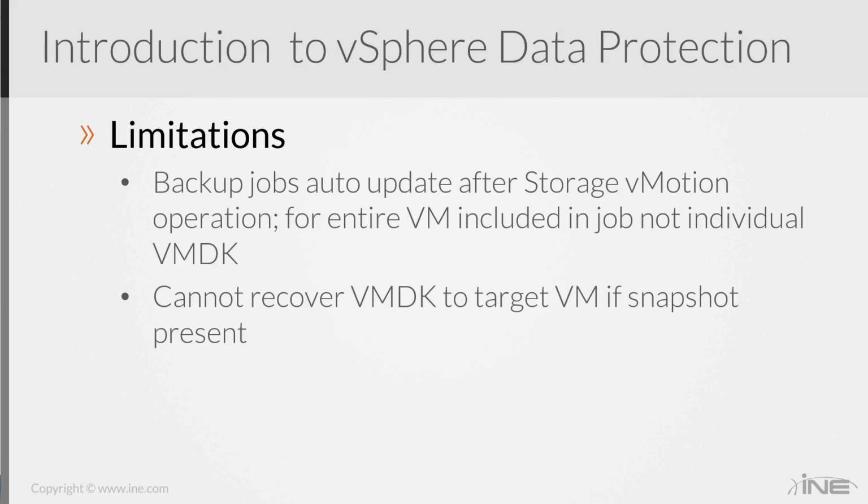Finally, we cannot recover a VMDK to the target VM if there is a snapshot present for that VM. We would first have to delete the snapshot, then perform the recovery operation. Actually, this applies to other backup systems too, and not just vSphere Data Protection, since the third-party backup tools will leverage the underlying vStorage API for data protection.